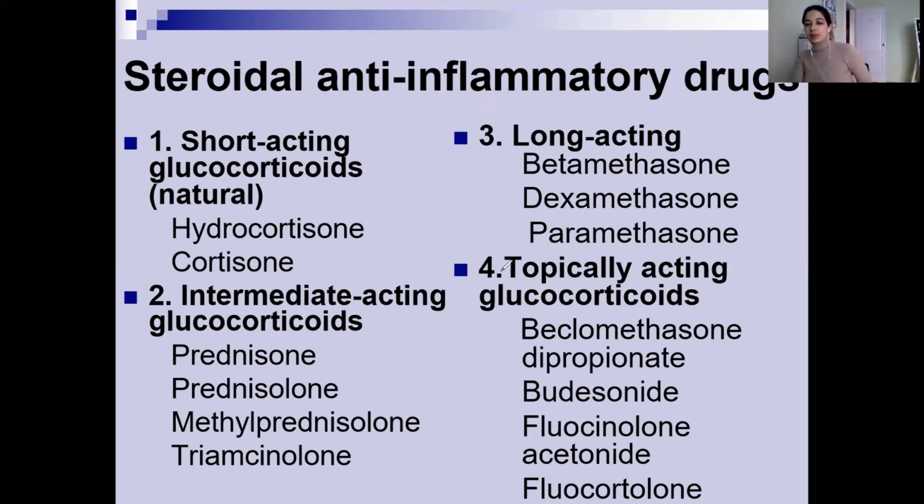We have long-acting betamethasone, dexamethasone, and topically acting glucocorticoids. What does it mean, topically acting? That means that we can use them on the surface of the skin, for example, or inhale them to our bronchi, and they don't get absorbed into the blood. They stay on the surface of the skin or mucosa and don't give many dangerous side effects, which can be.